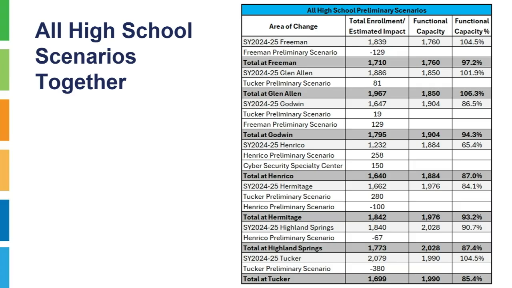So it is important to note that these figures will not match prior slides for their estimated enrollments or functional capacity percentages. We've gone through a lot of figures today, so as a review of overall functional capacities of these schools, before ACE Center students are adjusted for from the capacity: Freeman is at 97%, Glen Allen is estimated at 106%, Godwin is estimated at 94%, Henrico is estimated at 87%, Hermitage is estimated at 93%, Highland Springs is estimated at 87%, and Tucker is estimated at 85%.